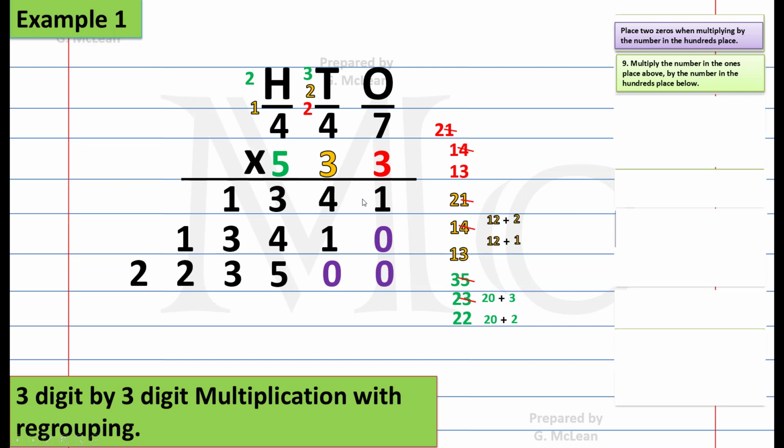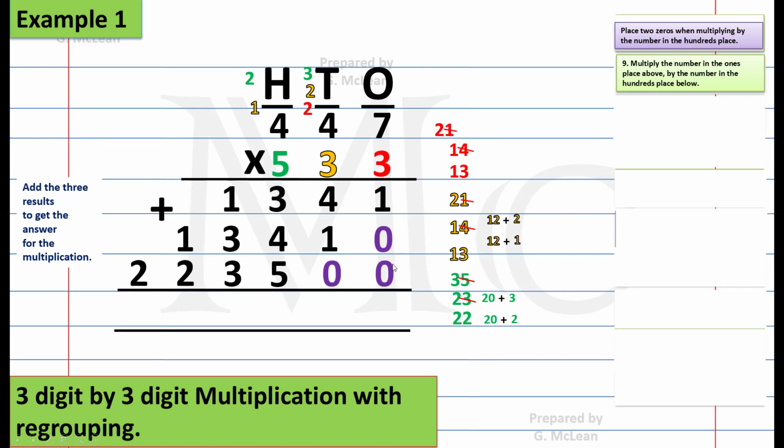You notice how they are under each other properly. If you put them in the wrong houses when you write them down, the answer won't be correct. What do you do next? Add the 3 results. These here, it's pretty simple. 1 plus 0 and 0 gives me 1. 4 and 1 give me 5. 5 and 4 give me 9. 10, 11, 12. Carry the 1 over. 3 and 3 is 6 and 1 is 7. And the 1 is 8. And 2 and 1 is 3. And you bring the 2 down.